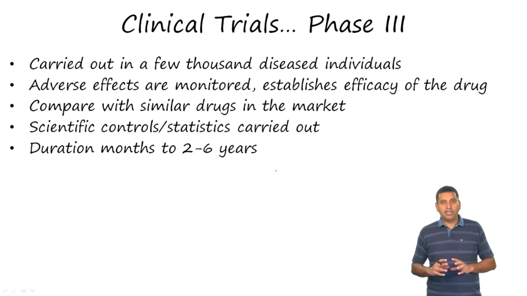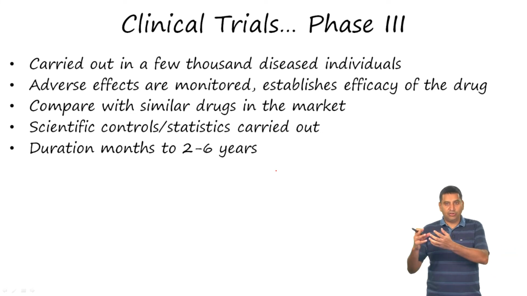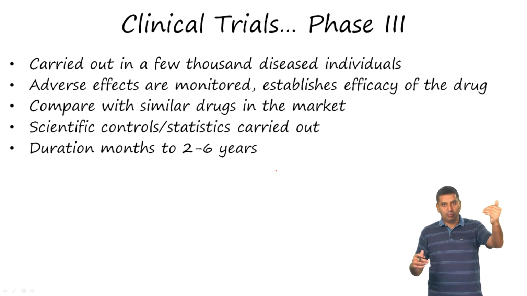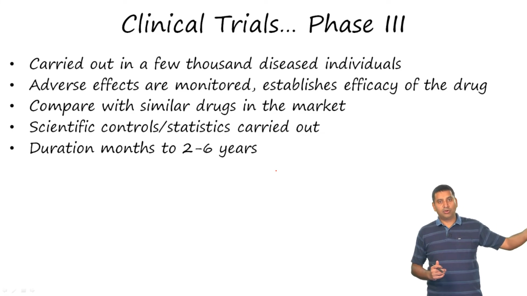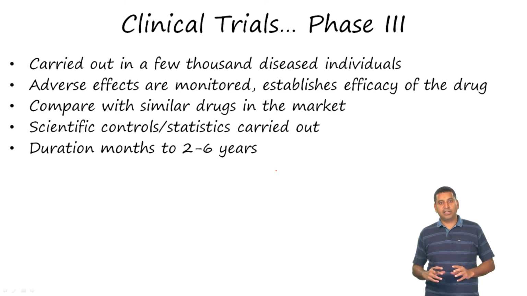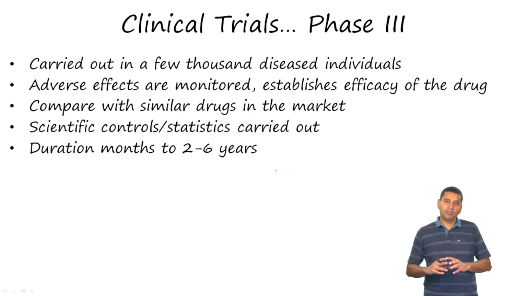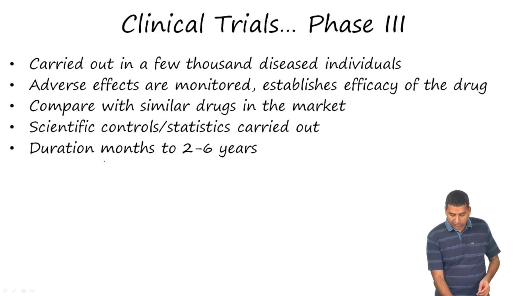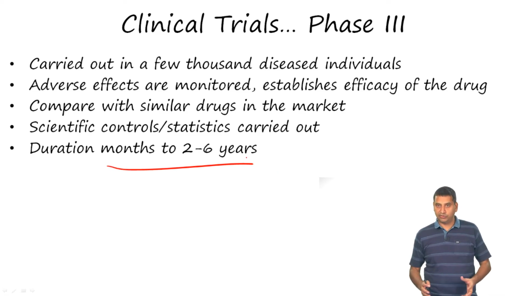And importantly, it is also compared with similar drugs in the market. So, is your drug equal or better or worse than what already exists in the market? Here a lot of scientific controls are carried out and a number of statistical methods are applied. We will not have time to go into the details of this, but at the end of it, we would arrive at a conclusion whether the compound can be approved for human use or not. And this lasts for somewhere between 2 to 6 years.